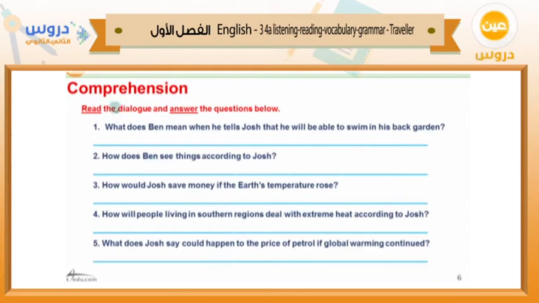Now, we just read the dialogue and listened to the dialogue. Now we're going to answer the questions below. I'm going to read for you the answers from 1 to 5. 1. What does Ben mean when he tells Josh that he will be able to swim in his back garden?